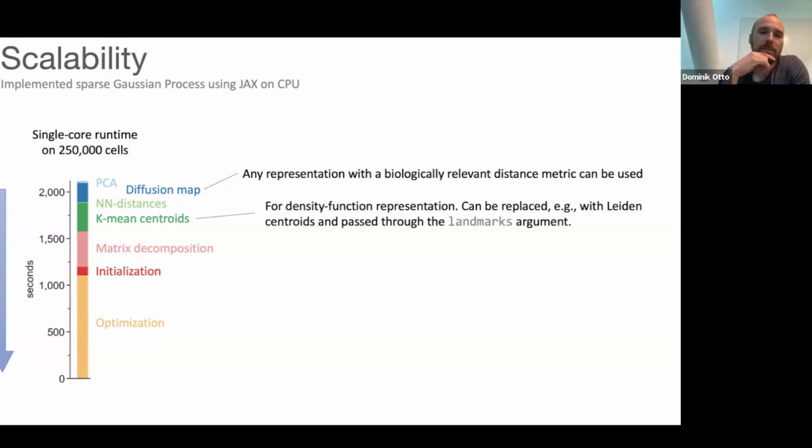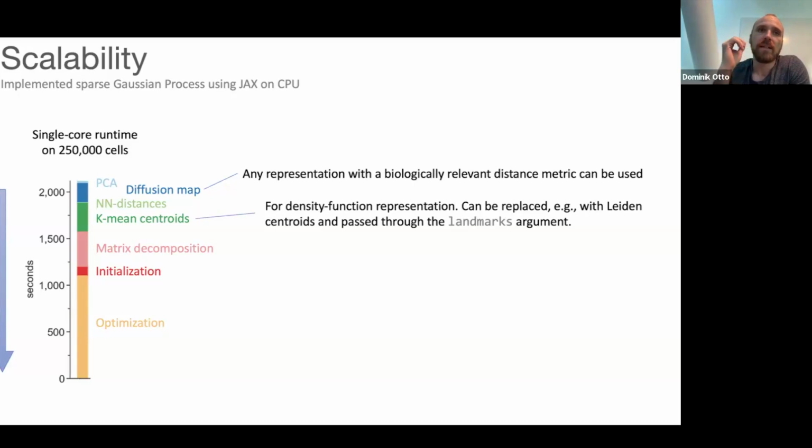Also, because we implement a sparse Gaussian process for scalability, we use some landmark or inducing points in our state space. And by default, we just use k-means centroids, but this can also be swapped out for anything you like, Leiden clusters or any other good subset of your data set. And these landmark points are used to formulate the density function. So the more you have, the more detail you get out of the function.